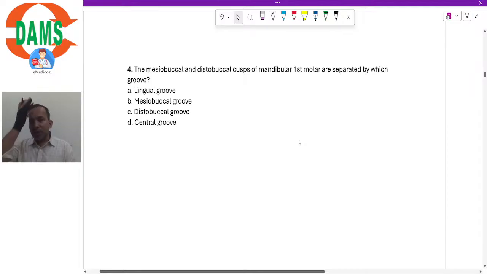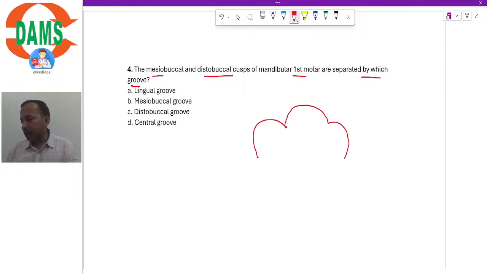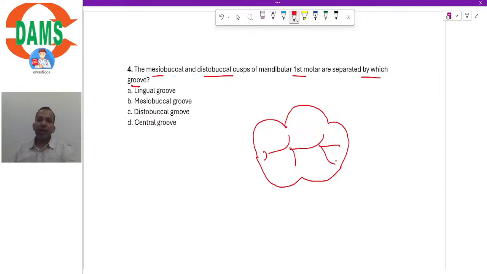So let's go to the next question. The mesiobuccal and distobuccal cusps of mandibular first molar are separated by which groove? So mesiobuccal, distobuccal, then this is the distal and the lingual cusps, right? So which groove do you think separates the mesiobuccal and distobuccal cusps? So we need to identify this groove, right? It is this groove that separates these two cusps, mesiobuccal and distobuccal groove.